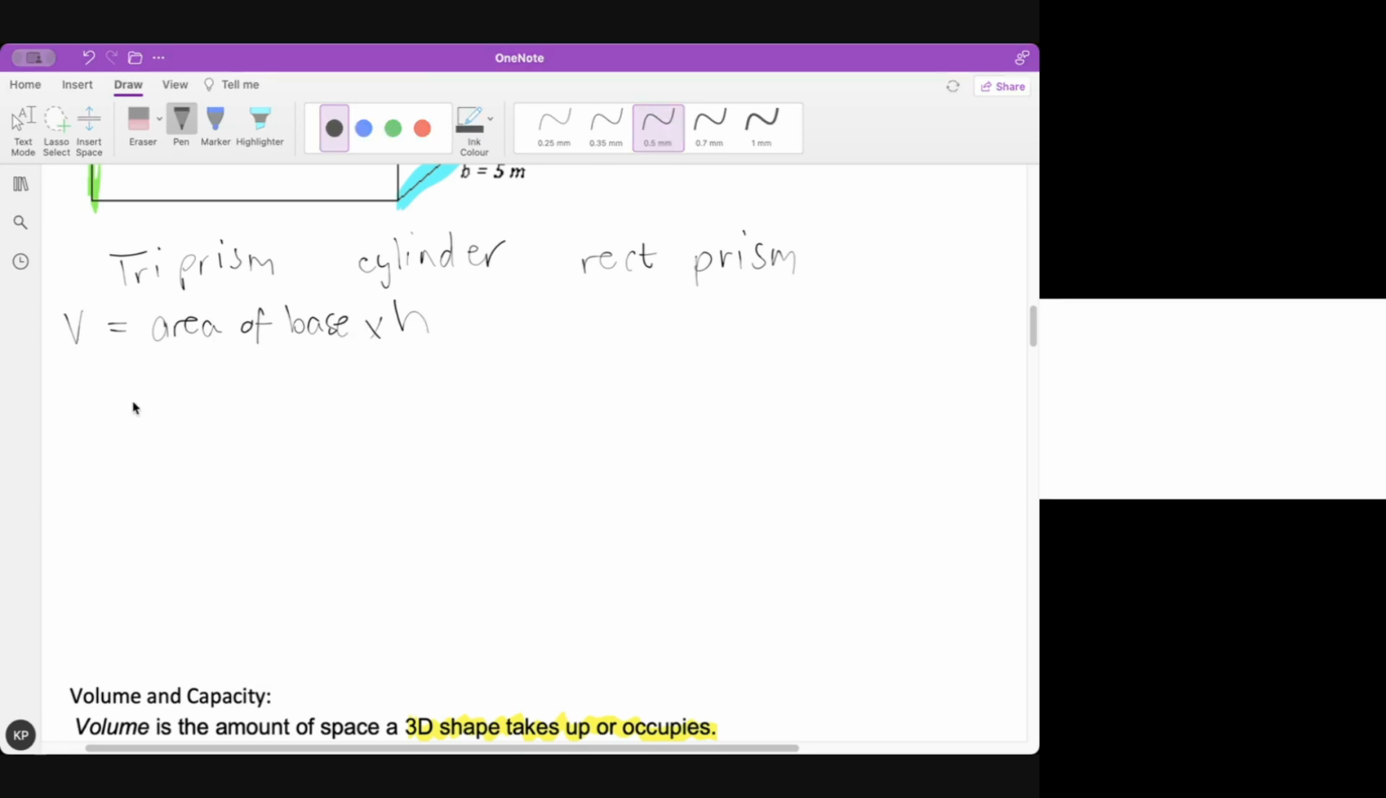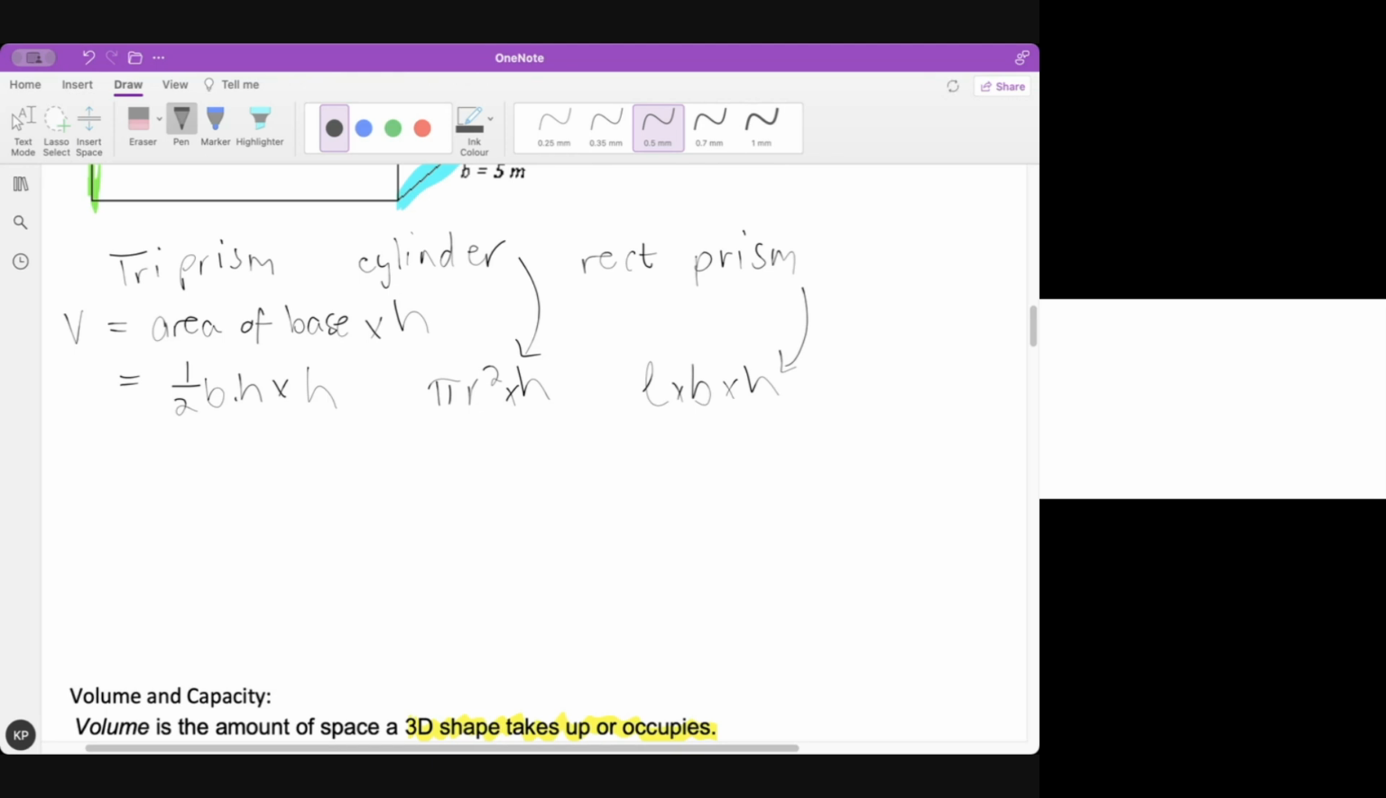Are you with me? And then in the next step, I'll say, okay, because it's a triangle, that means this part is half base times height. But if it's a cylinder, it is pi r squared, because that's the base, times height. But if it's a rectangle, it'll be length times breadth times height. Do you see that it's a lot of formulas to remember? But if you just know that it is your area of the base times height, then you're fine. Does that make sense, Seth?